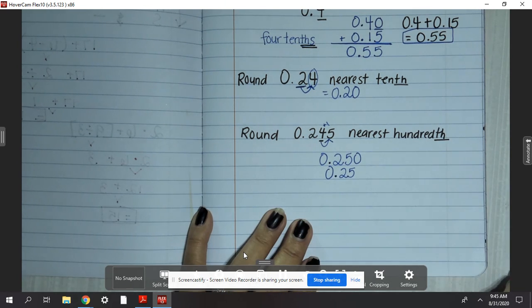So for today, you're going to have an activity where you are also rounding, and that's going to be all for today.